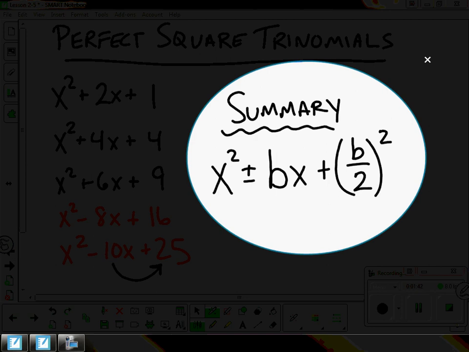Here's a summary where we have x squared. It can be plus or minus some number b times x. The third number c is always positive. And to get that c value, it's going to be half of whatever b is, squared.